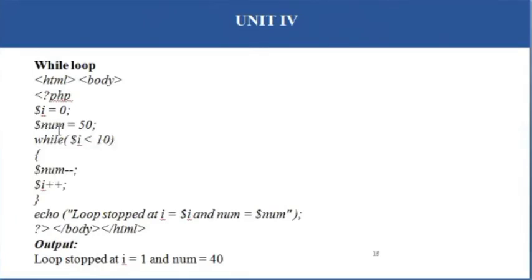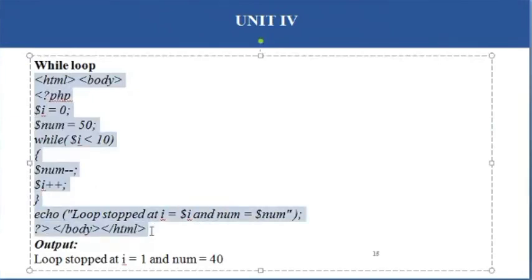So num, initialized as 50, is now decremented from 50 to 49, because the condition is true. Now I will be incremented. Again it checks, I is changed to 2, and 2 is less than or equal to 10, so the condition is true again. It keeps going until the condition becomes false. After that, what is the answer of this loop? That is what we are going to discuss.